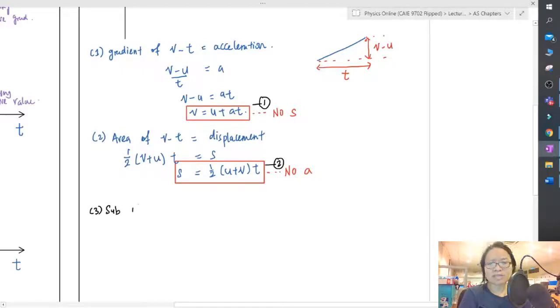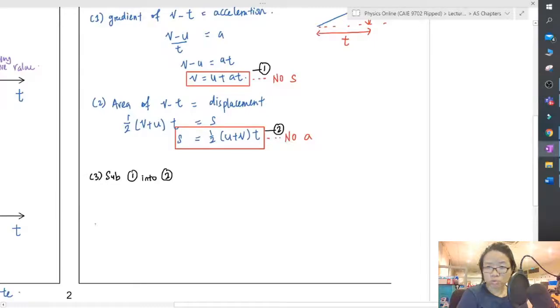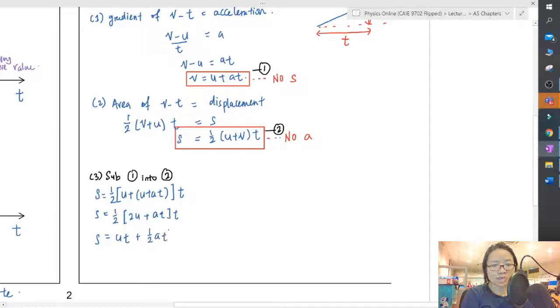But I also want some equations with no t or no v, for example. So I'm going to substitute equation 1 into equation 2 to get rid of the v. That would give me s is equal to half u plus v times t, but that v can be substituted as u plus at. So I open the bracket and do some Form 2 algebra: u plus u is 2u, plus at. So I'll end up with s is equal to ut plus half at squared. Ta-da! We use this equation if the question doesn't give us information about v or it's not asking us to find v. This would be a good equation to use.